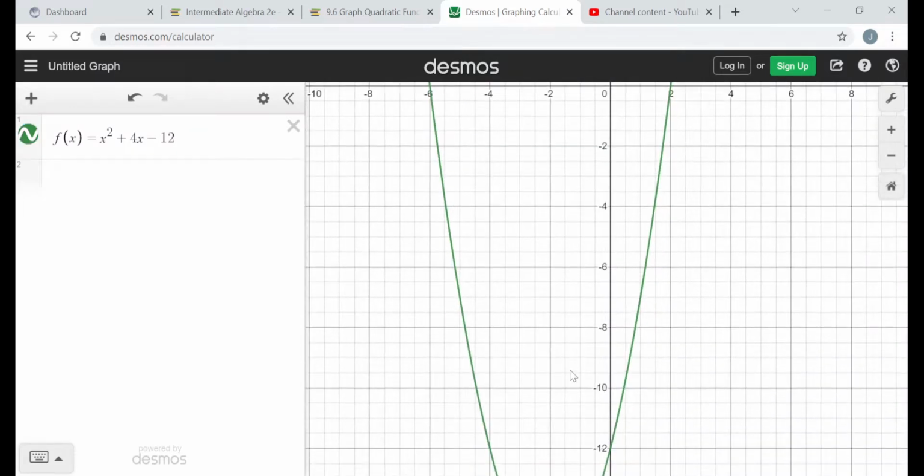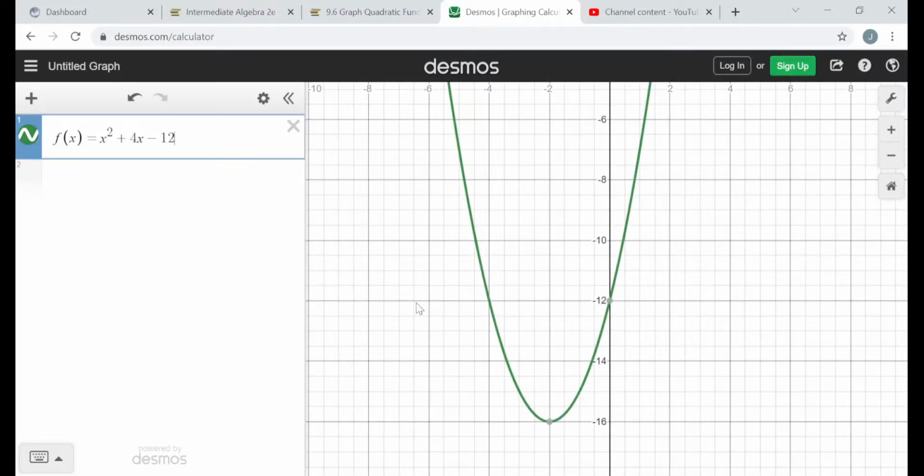Scrolling down, you can see where the vertex is. See this point here, negative 2, negative 16, which we also plotted. There's the y-intercept, 0, negative 12. And then you see on the other side, 4, negative 12.